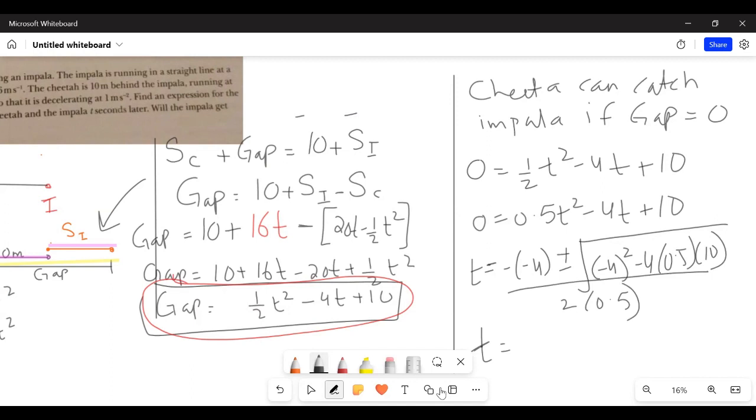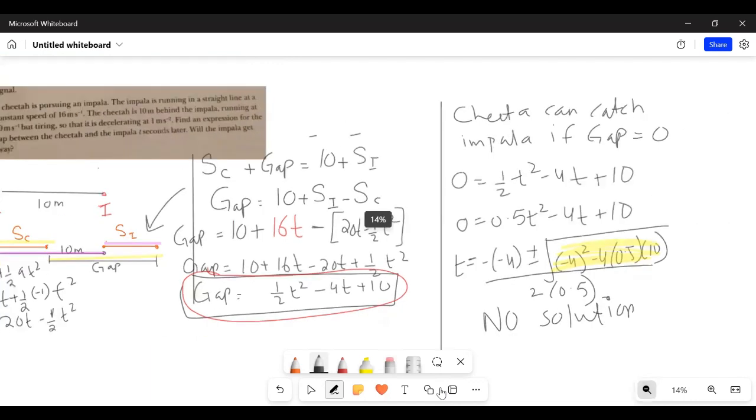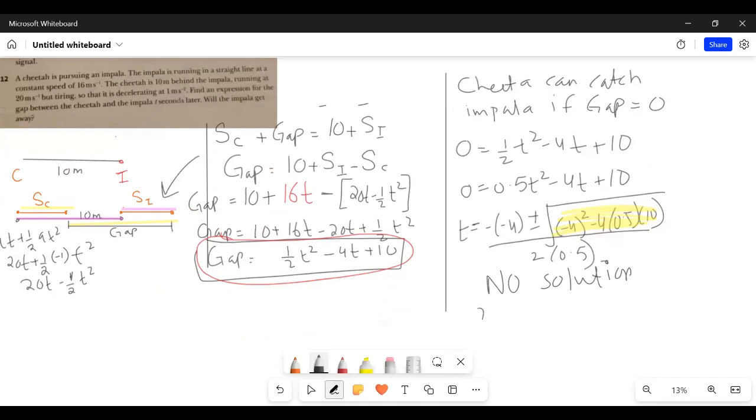Okay, when you solve it, you get a negative value here, because that's 16 minus 20. So you won't be able to solve it and you'll get a math error. So that means no solution, since the discriminant is negative. No solution. Which means that there's no value of t for which the gap becomes 0. So the impala gets away. The gap can never be 0 for any value of t. So the impala gets away.